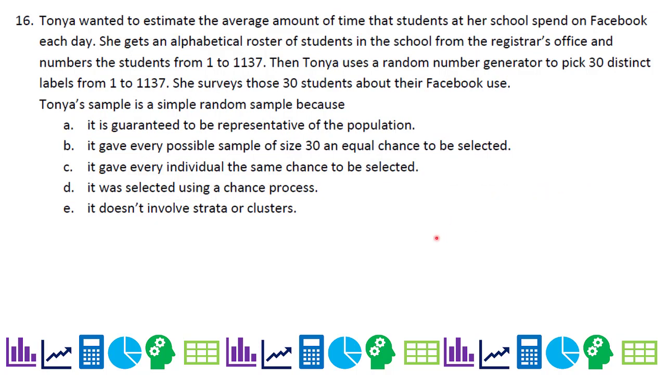Last question. Tanya wanted to estimate the average amount of time that students at her school spend on Facebook each day. She gets an alphabetical roster of students in the school from the registrar's office and numbers the students from 1 to 1137. Then Tanya uses a random number generator to pick 30 distinct labels from 1 to 1137. She surveys those 30 students about their Facebook use.